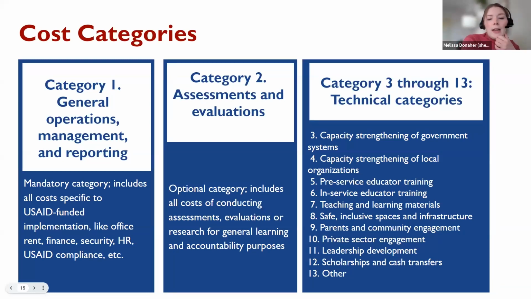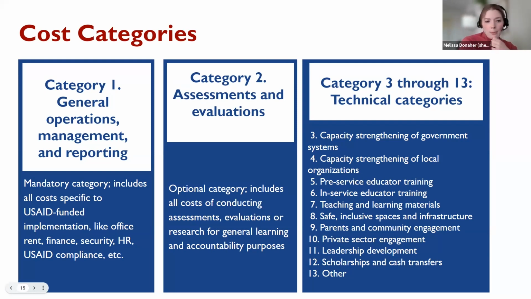The first category is general operations management and reporting. Again, this is the only category that is required. And this is really meant to capture all costs related to USAID funded implementation. So for example, costs related to preparing for USAID reports, finance, security, things like that.